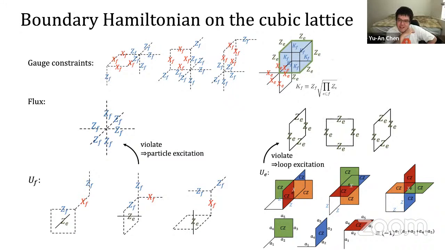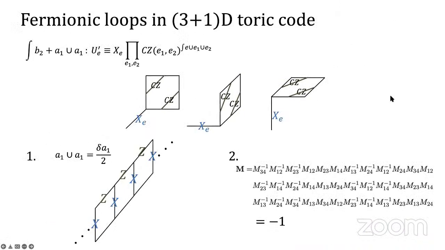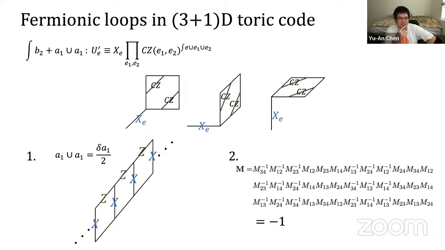And is that related to the second to last slide you were showing? This one. Is it somehow related to this? Yeah, you are saying that in the toroidal case there is the fermionic loop. Yeah, maybe. I guess it could be related.